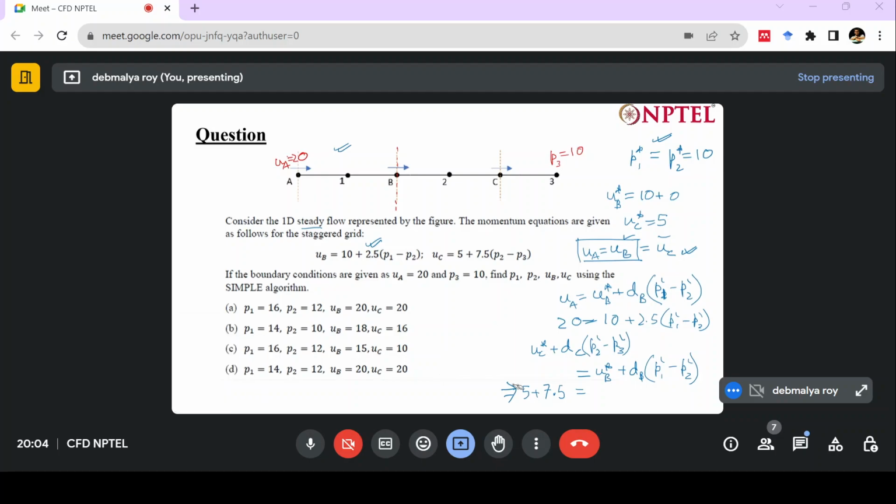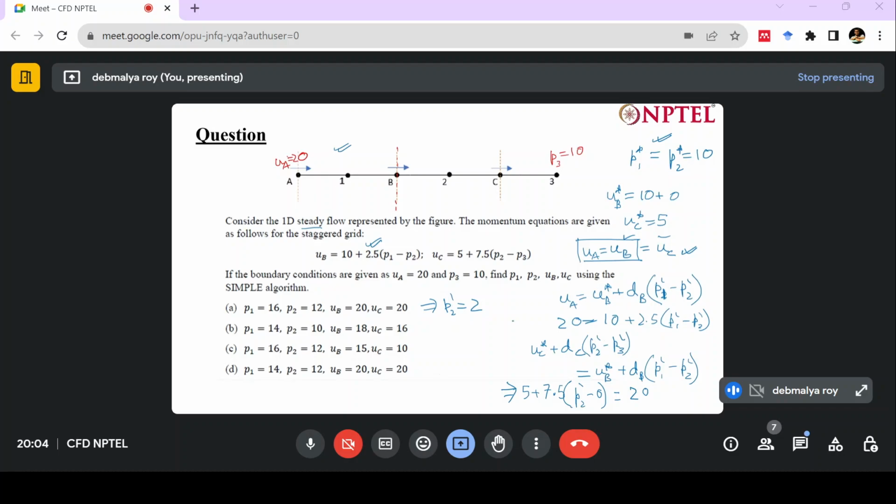Wait, I forgot about the pressure correction. So P2 dash will be there. However, P3 dash is 0 because we already know P3. So P3 dash is basically the correction for 3, which is 0 because there is no correction for 3. So this is 0, and this will be equal to UA, which is 20. From here, we can find out P2 dash. What is P2 dash? 20 minus 5 is 15, divided by 7.5. So this will be 2.